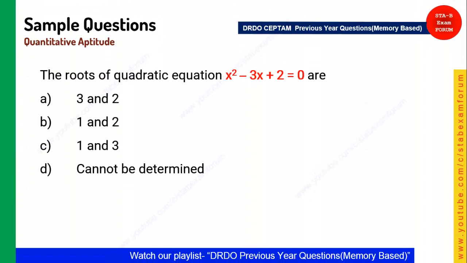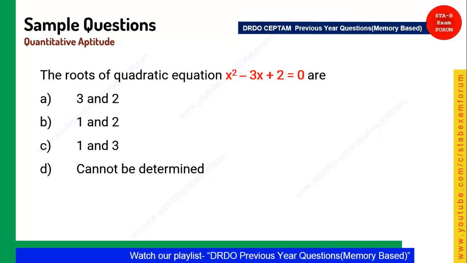A very simple one from the quadratic equation. Let's begin the timer. Okay, yes, time's up. This is a very simple one. You should not leave this question. So you need to find the roots. So for the roots, you need to make factors of this 2. What are the factors of 2? 2 and 1. Their sum should be 3 and their multiplication should be 2.